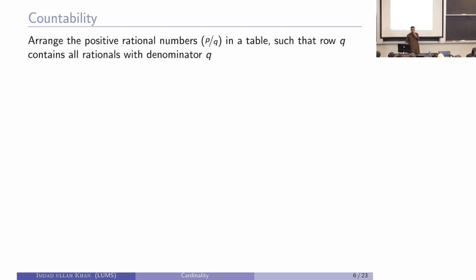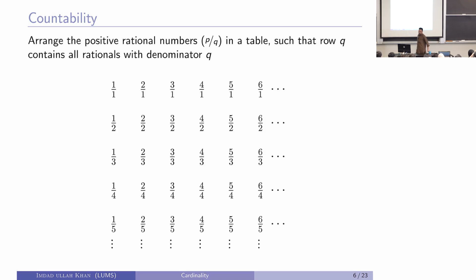I am going to arrange the positive rational numbers in a 2D table, like a matrix. Is any positive rational number missing from this table? Yes, which one? 3 by 2. 3 by 2 will be there in the third level, it is right here. Understand how these rational numbers are written: all rational numbers whose denominator is 1 are in the first row, all rational numbers whose denominator is 2 are in the second row, and so on. So is any positive rational number missing from this table?